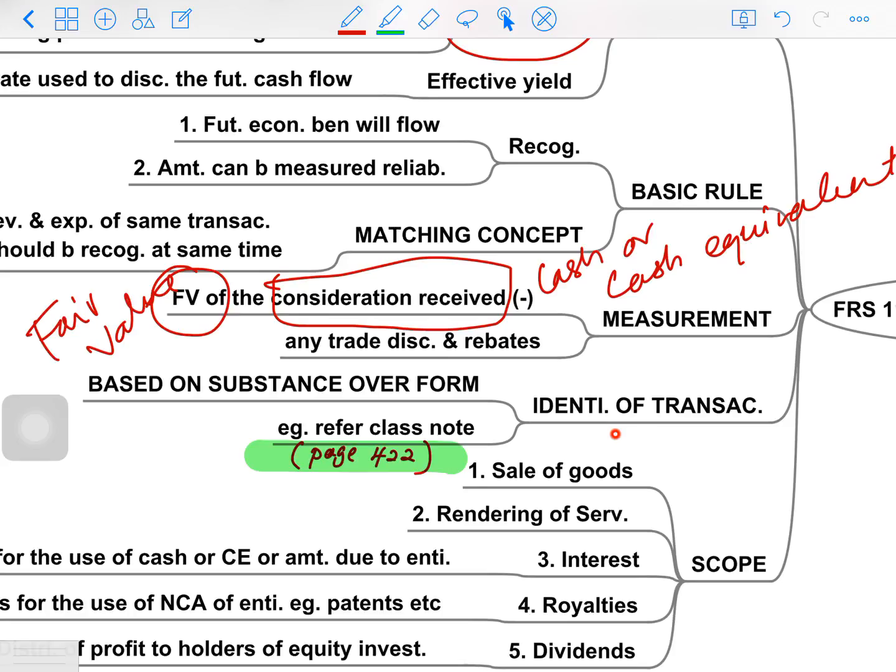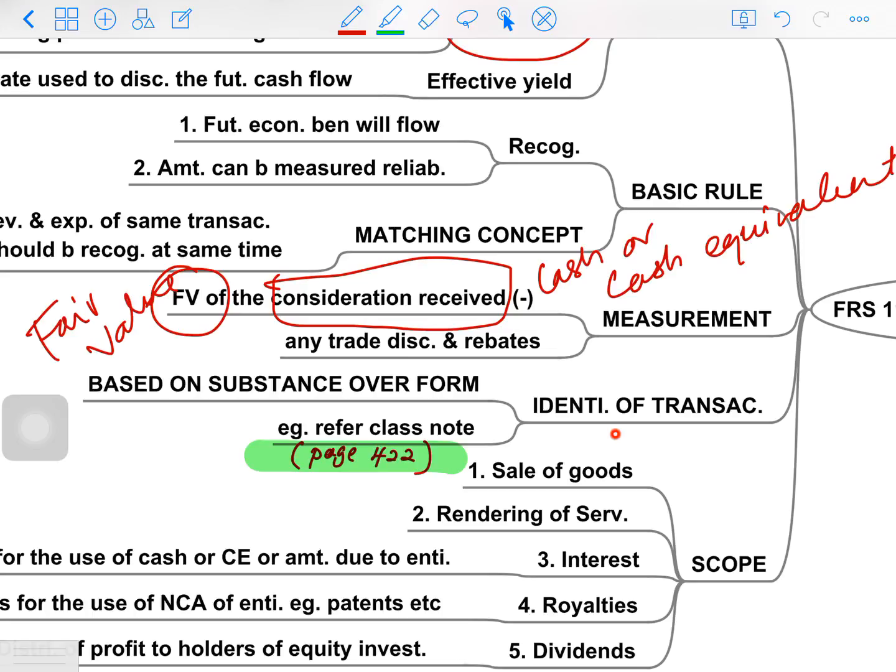Maknanya ditangguhkan. Ditangguhkan and recognized over the period when the service is rendered. Maknanya service charges for post sales period tadi kita hanya akan recognize bila service tu telah kita lakukan. Services is rendered.